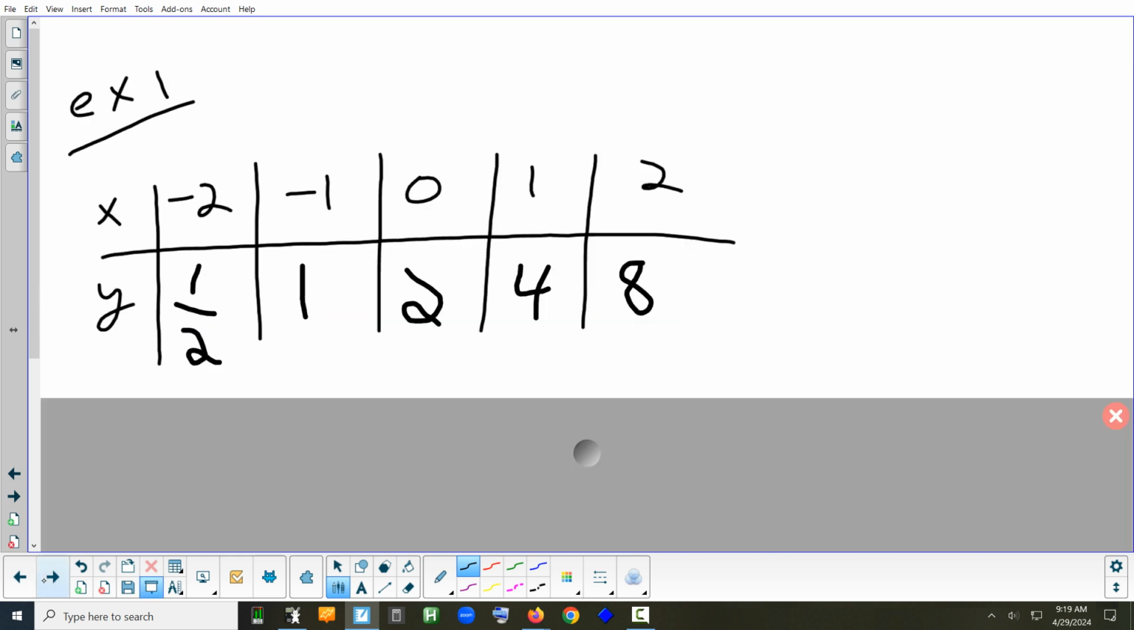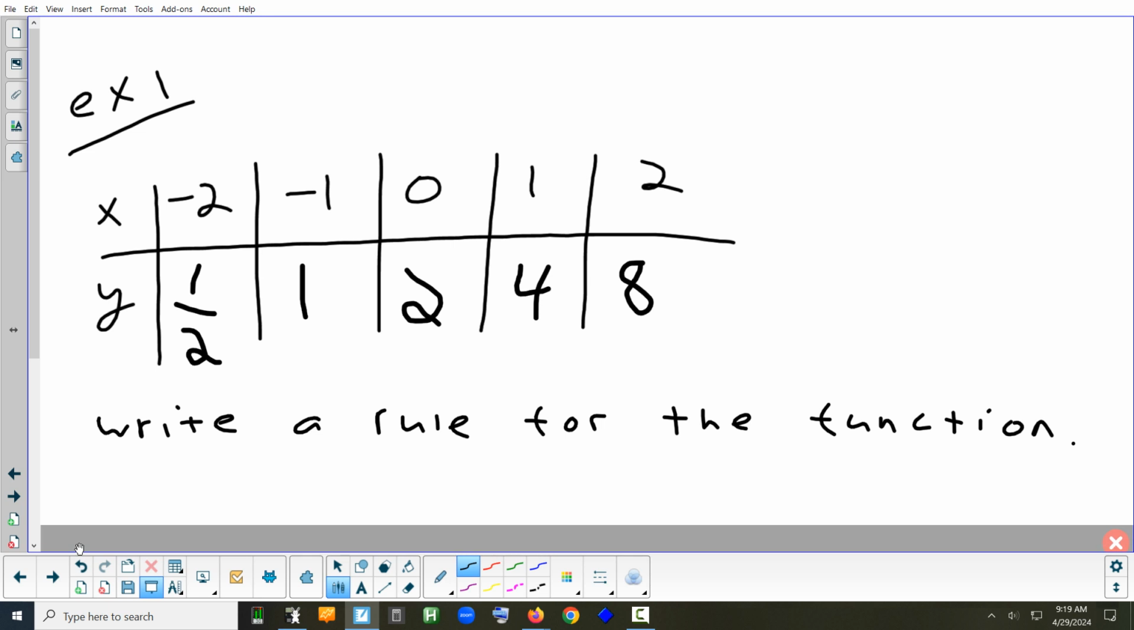So let's try example 1. Example 1 says write a rule for the function. You need to fill in the table. I didn't give you those numbers to fill in. So when we're done, I'm looking for something like this. I want you to tell me the two numbers that are going to go in those boxes.